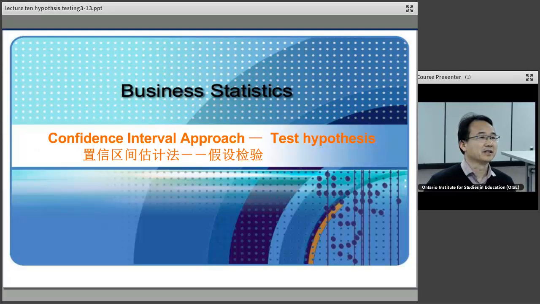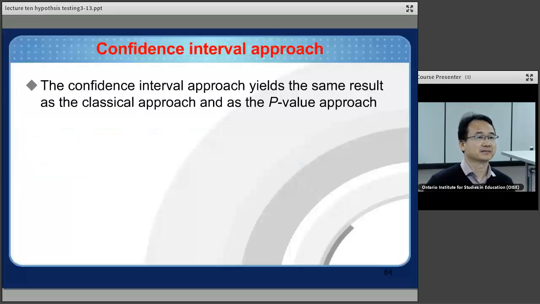Okay, in this topic, we'll discuss a confidence interval approach to test hypothesis. We have already learned confidence interval estimation, and we use this approach to estimate the population mean and get an interval about the population mean. We can use the confidence interval approach to test hypothesis, and this approach can get the same results as the classical approach and the p-value approach. The same conclusion, but we use a different approach.